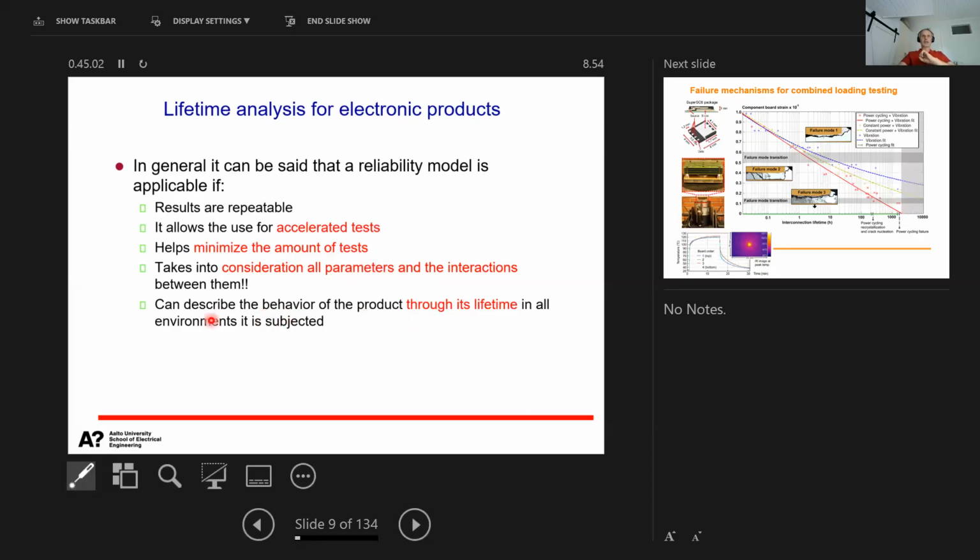And then, of course, this should be able to describe the reliability behavior throughout the lifetime in all environments. So if this is more on concurrent stresses, this may be more on consecutive stresses. So for example, some stresses are higher during winter time, and then you have some other stresses during summertime. So what is the combined effect of those consecutive events?